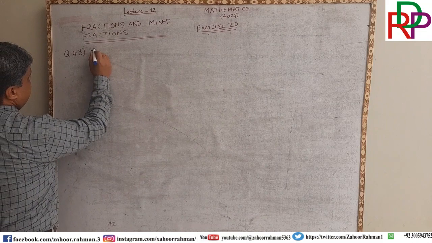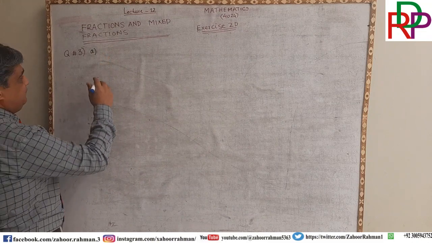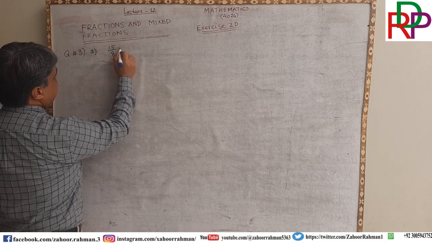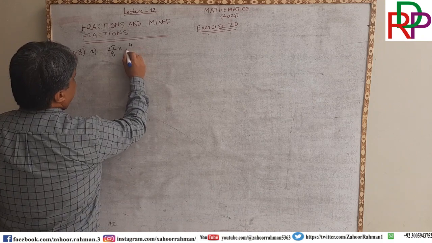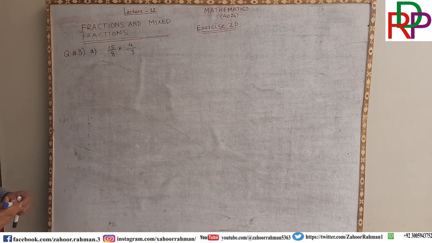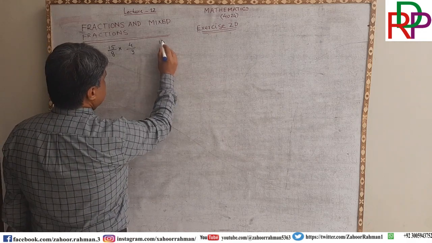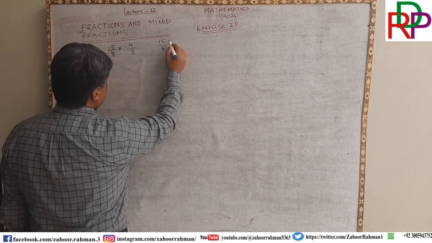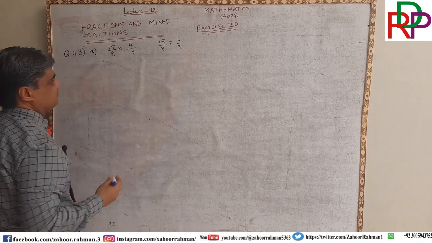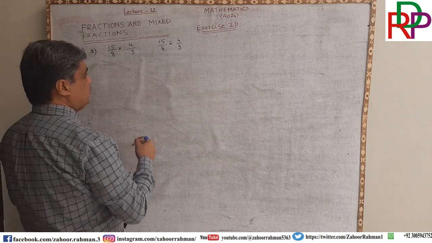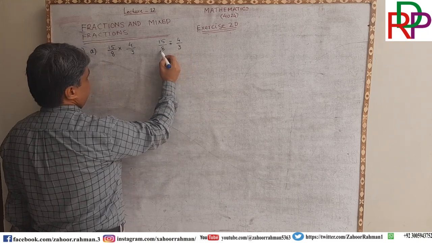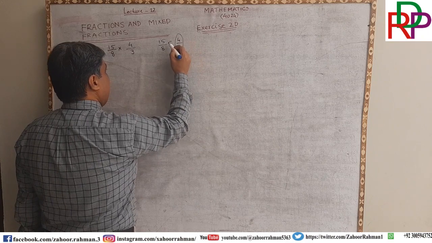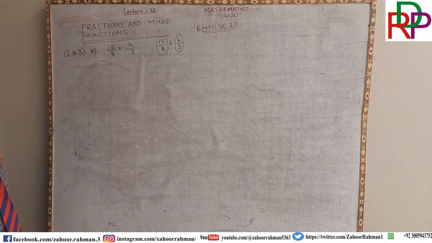Question number 3 and A part. In the A part, they are saying 15 divided by 8 multiplied by 4 over 3. Ladies and gentlemen, the concept I wanted to convey is that if this question was 15 over 8 plus or minus 4 over 3, then you could not cut this with this one. Only this type of cutting is allowed. That is the main concept.